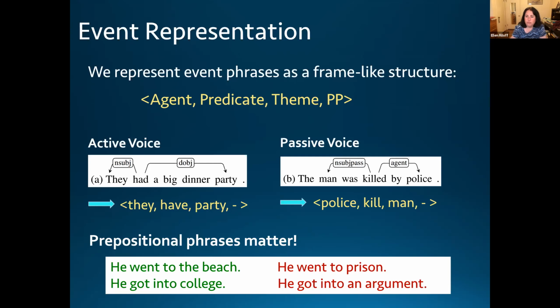And here's a good example. The verbs are often weak. They're just underspecified when you only look at them. So he went to the beach is a very different kind of event than he went to prison, right? Just he went doesn't tell you a whole lot of information. He got into college is very different from he got into an argument. And so these prepositional phrases, I think, are very important to include.